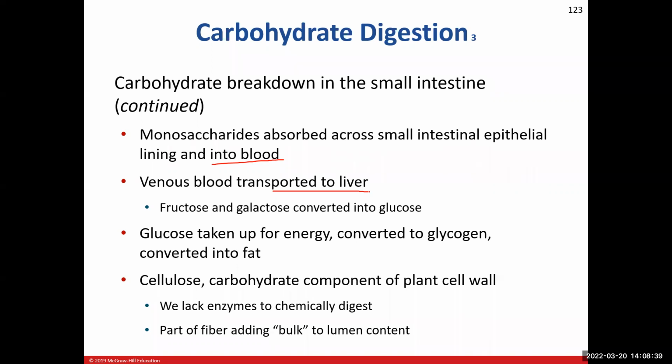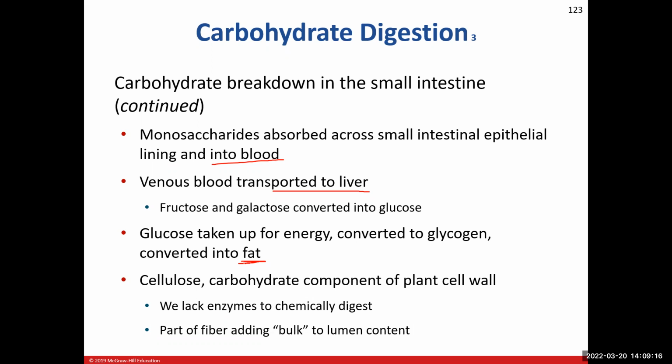Now, if we have low energy demand at that time, then those glucose monomers that we've just absorbed, we can store those in tissues. Where are we going to store them? We're going to either store them in the liver or skeletal muscle cells. But if they're all happy and our energy demands are low, we can also store glucose as fat, because we'll convert it over to fat, and then we can store it in adipose tissue.